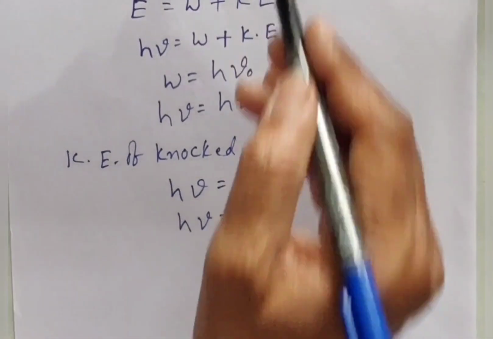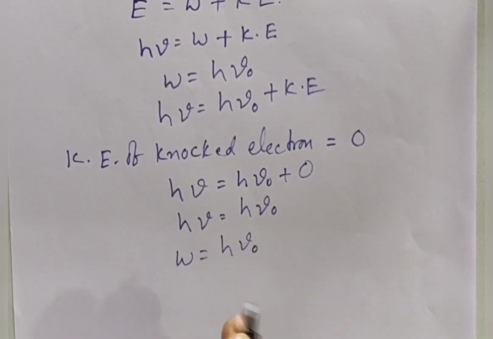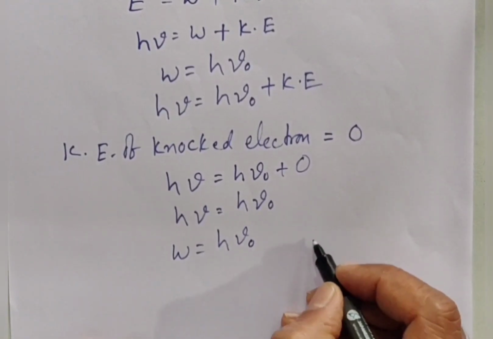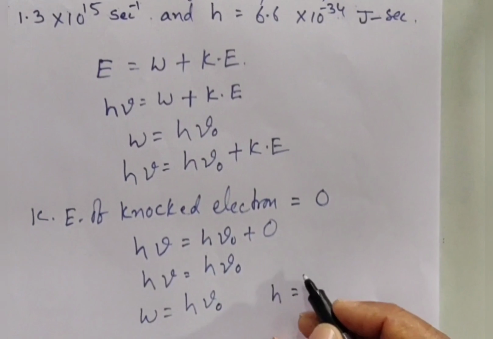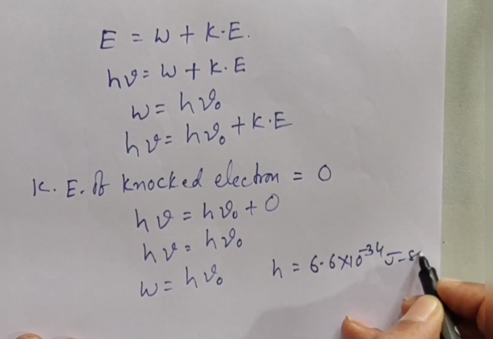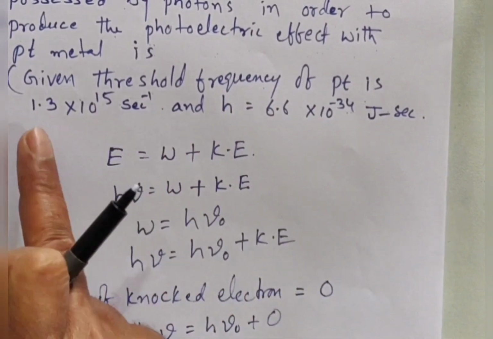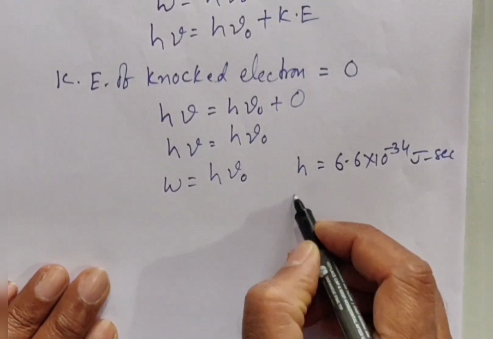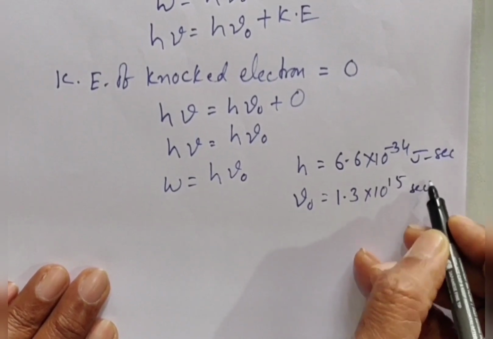Now here he asked only the work function. Now W is equal to h nu naught, right? That is equal to h nu naught. Now here h is the Planck's constant. Now the given value is 6.6 into 10 power minus 34 joule second, and threshold frequency is also given, that is 1.3 into 10 power 15 per second. So nu naught is equal to 1.3 into 10 power 15 second inverse.